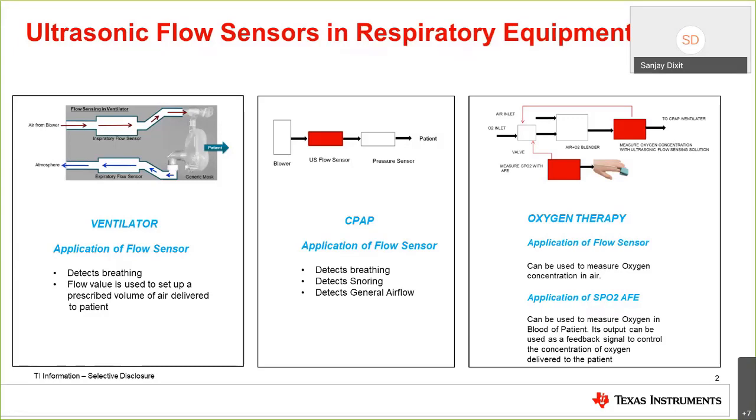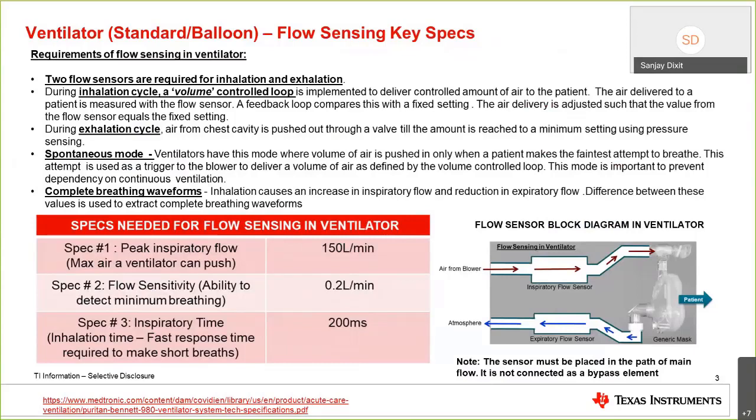You have another respiratory machine, which is a CPAP machine, which also uses a flow sensor for its operation. It's very important to recognize why a flow sensor is required in the ventilator and why a pressure sensor is required in the ventilator. Actually, both are required. As I mentioned, two flow sensors are required in a ventilator, one for inhalation and another for exhalation. During inhalation, a control loop is established in a ventilator, which is called a volume control loop. It delivers a controlled amount of volume to the patient.